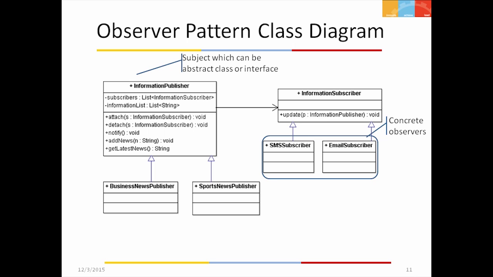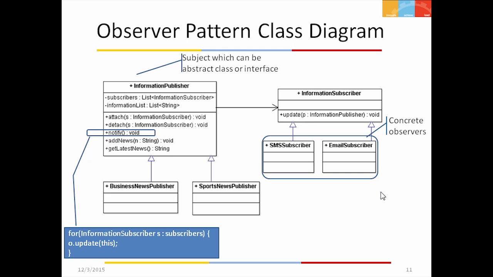So by the name, I'm sure you understand what these subscribers do. Essentially, SMS subscriber would subscribe to this news and it would display SMS. Email subscriber, on the other hand, will subscribe to the news and it will send emails. So these are all different types of concrete observers. The notify method is a very important method in this case.